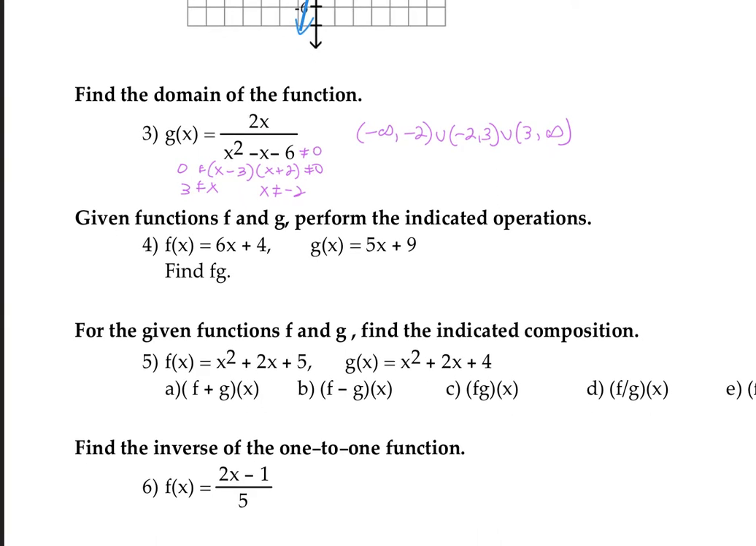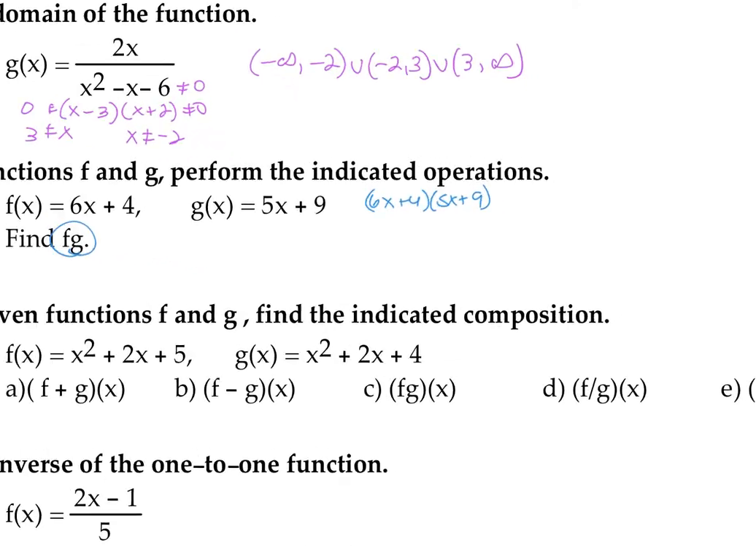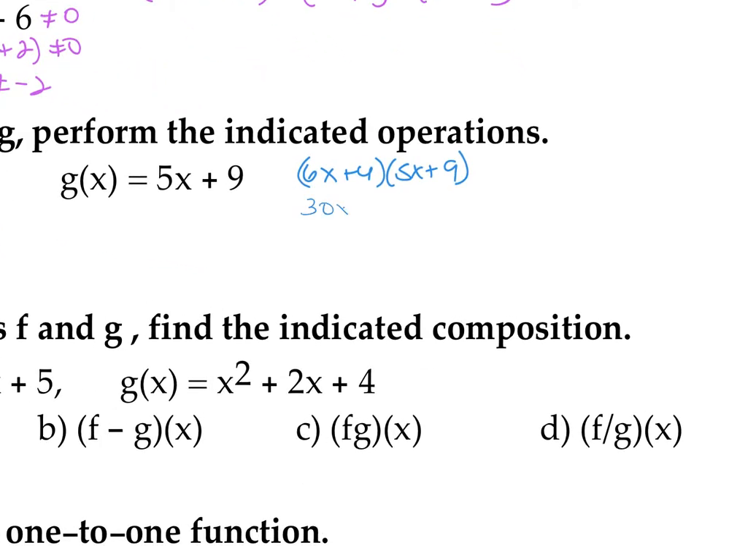Number 4 says that you're trying to find f times g. So I would do 6x plus 4 times 5x plus 9, and then FOIL that out. So I'd get 30x squared plus 54x plus 20x plus 36, and I get 30x squared plus 74x plus 36.